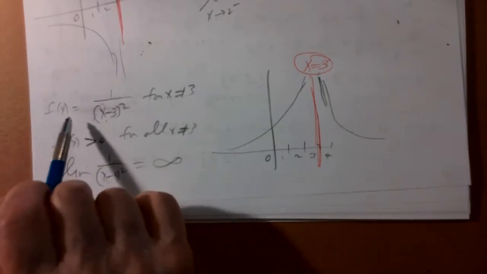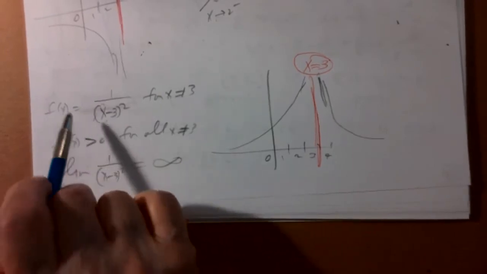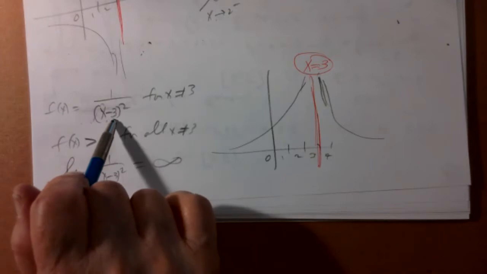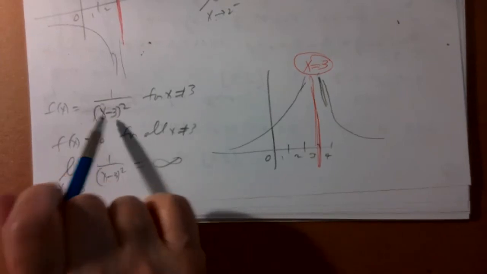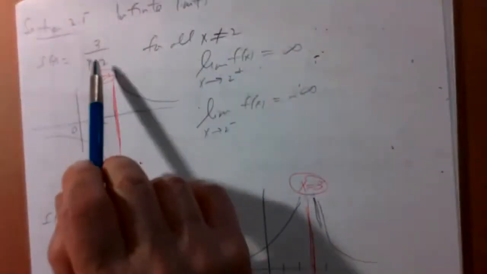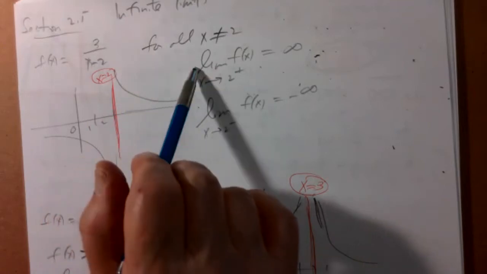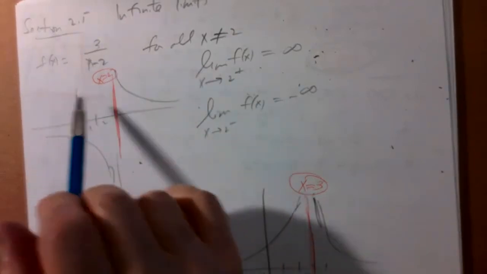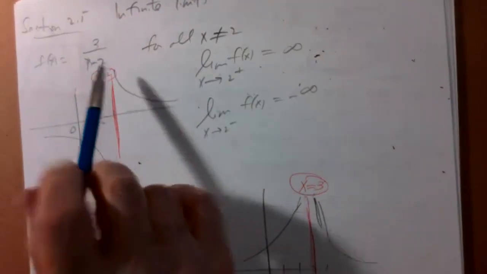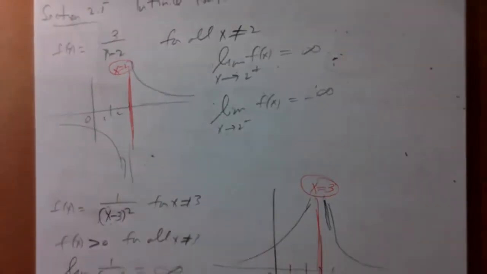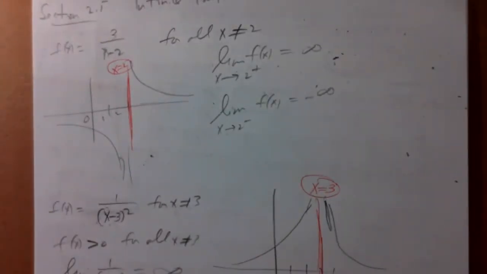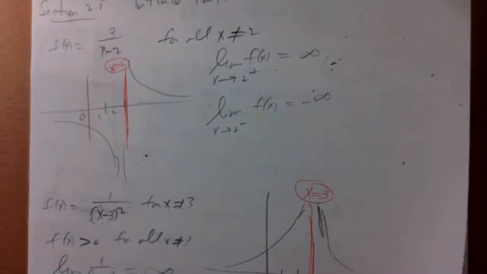So in this case, we say that this function has a limit as x approaches 3, and the limit is equal to infinity. The earlier function does not have a limit as x approaches 2. It has a limit from the right, and it has a limit from the left. So this has one-sided limits, but not simultaneously a left and a right-hand limit. Okay.